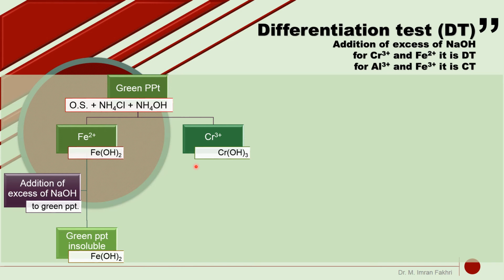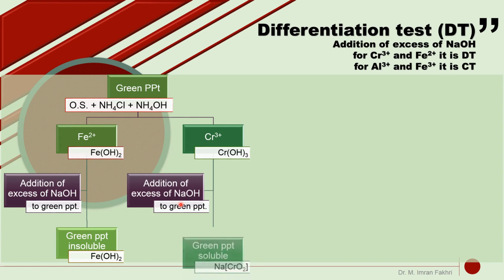While performing the distinguishing test for the green precipitate, if with the addition of sodium hydroxide the green precipitate is soluble, this means that we may have chromium 3 positive ion, and its green precipitate chromium hydroxide, with the addition of excess sodium hydroxide, is converted into sodium chromite, NaCrO2, which is soluble in water. So we can say sodium hydroxide addition will show that if the green precipitates are soluble, we may have chromium 3 positive ions.